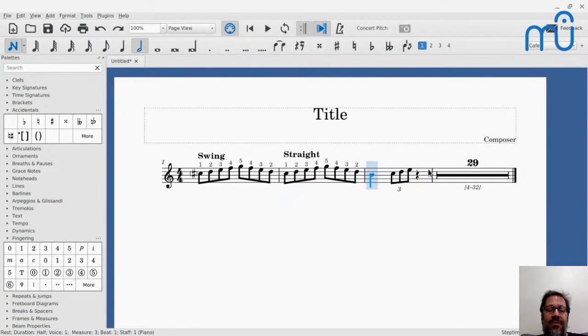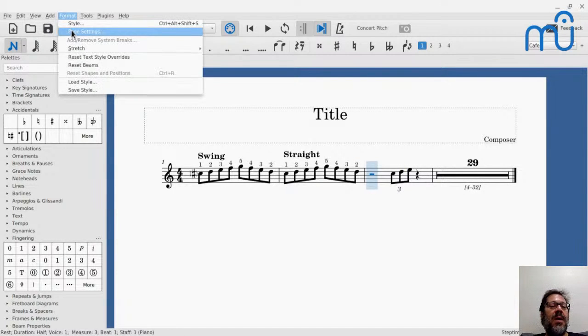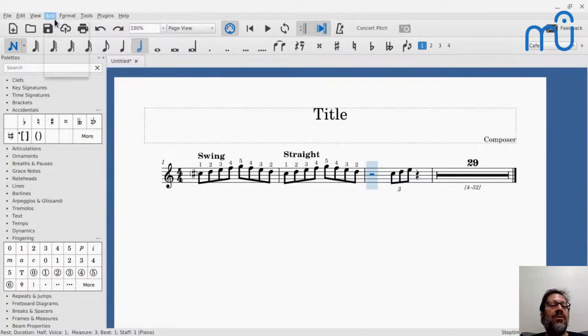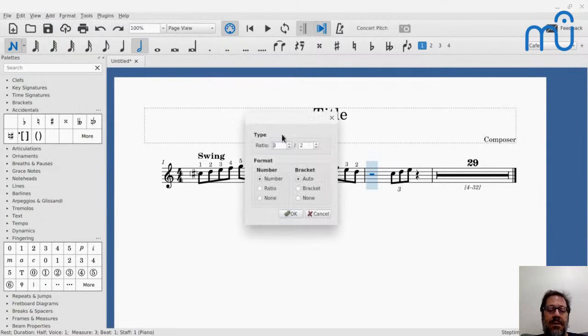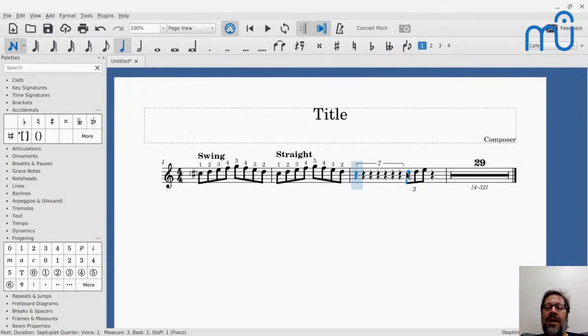eighth notes. If for some crazy reason I wanted 7 quarter notes in that space, within that half note, I can do that. I can say tuplets other 7 in the space of 2. And now I get 7 quarter notes in those 2 beats. That's going to confuse people to no end, but the point is you can do it. You have control over these sorts of things.